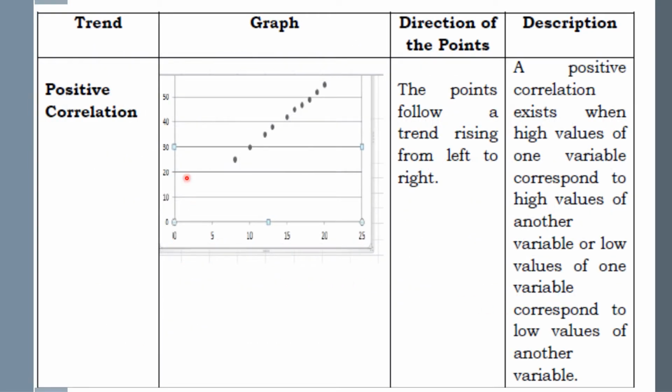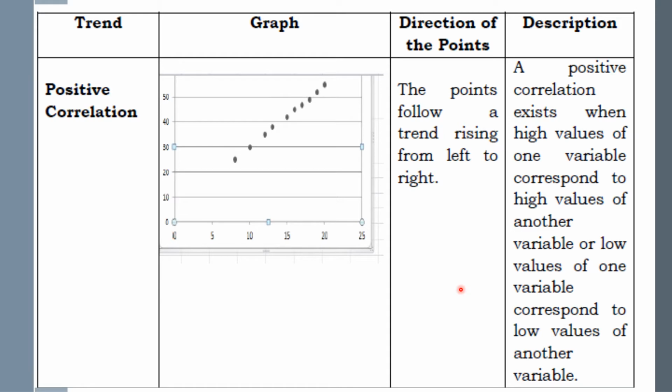As you can see, the trend is positive correlation if it goes up from left to right. The points follow a trend rising from left to right, as I have said. Positive correlation exists when the high values of one variable correspond to high values of the other variable, or vice versa: low values of one variable correspond to low values of the other variable. So that is how we have positive correlation.